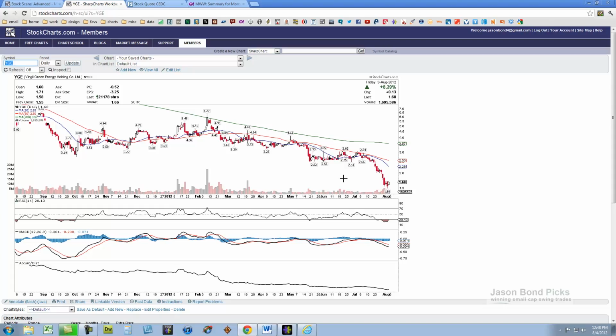Simple math, right? Where's the resistance on this one? Right there. This is money. But did it come out of oversold nicely last time? No. Did it here? Okay. Not great. Okay. Can I get a quarter on this one?